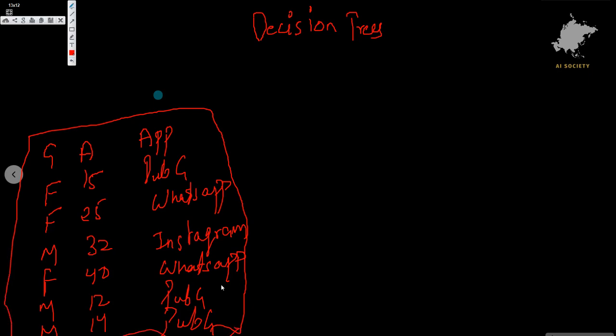Now I wanted to ask one thing. Out of these two attributes, gender and age, which one is important initially for recommending an app to a new user? Let's say a new user comes. On what basis would we be able to recommend the app? Which one is important? Tell me. You can tell yourself or write it somewhere.